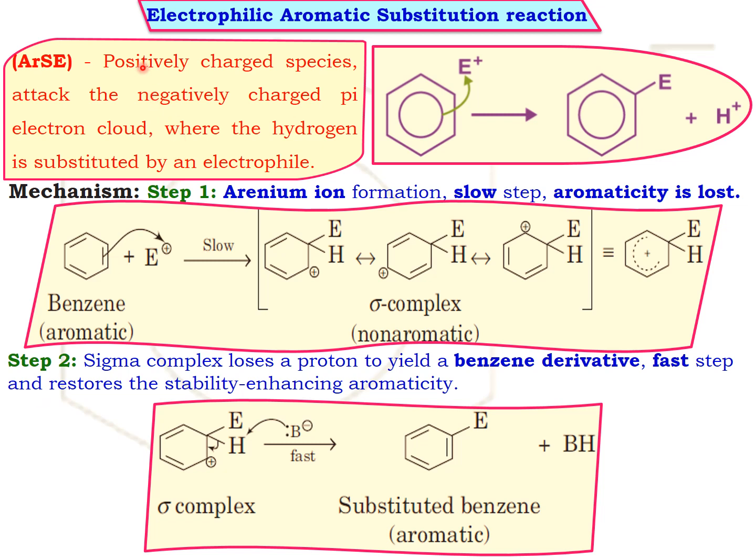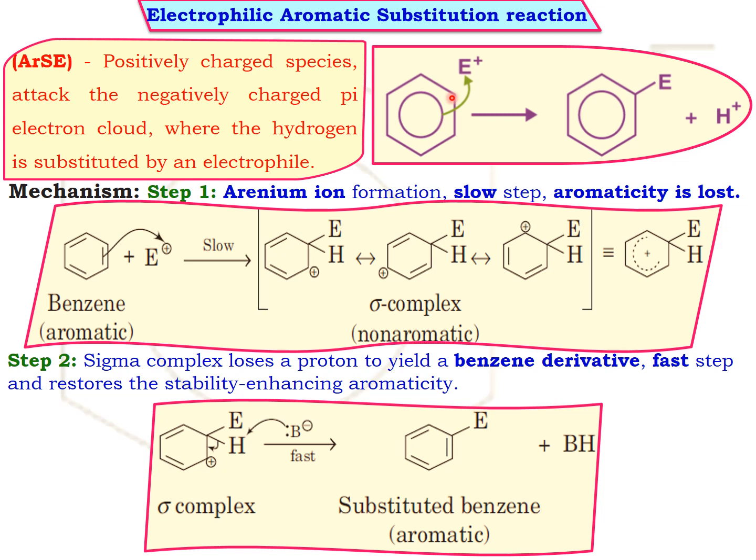Here, let us see what an aromatic electrophilic substitution reaction is. Here, the positively charged species attacks the negatively charged pi electron cloud of the aromatic ring, where one of the hydrogens is substituted by an electrophile. This is known as an electrophilic substitution reaction.